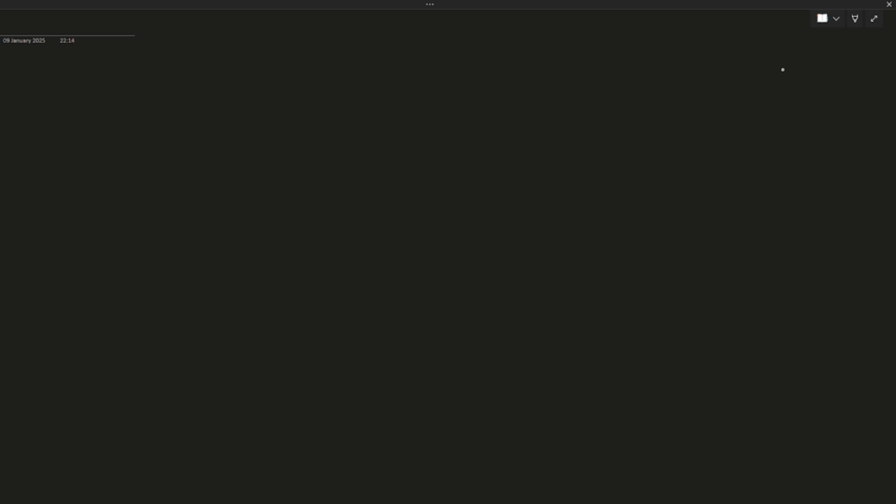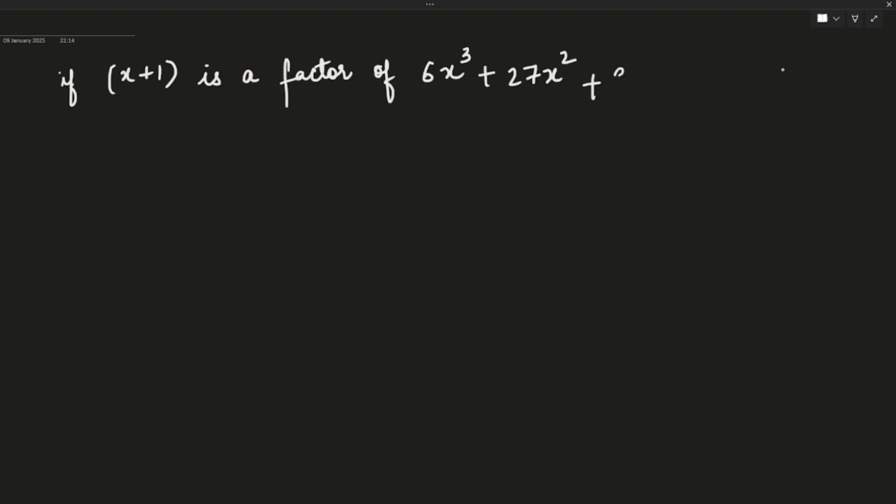We'll do one more example. We have to find the value of a if x plus 1 is a factor of 6x cubed plus 27x squared plus ax plus 8. We know that x plus 1 is a factor of this cubic polynomial, and we have to find the value of a.